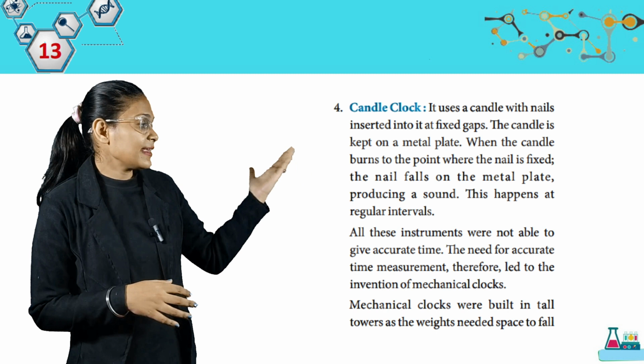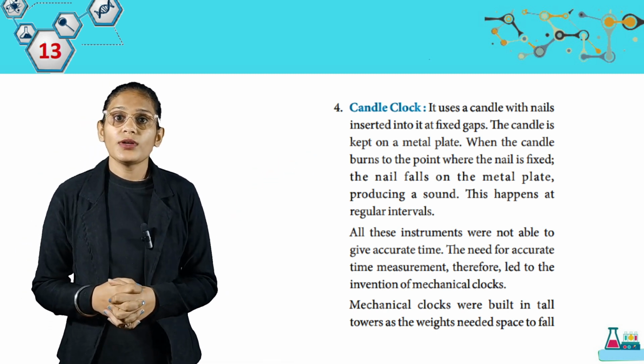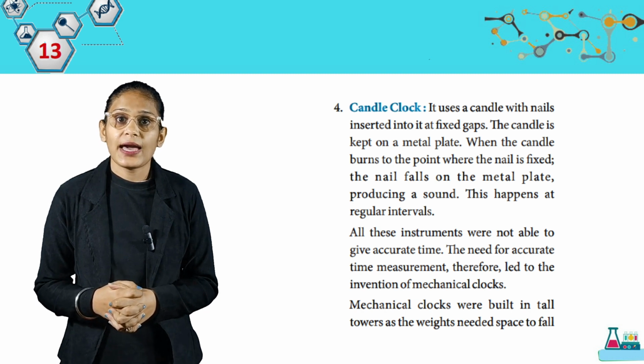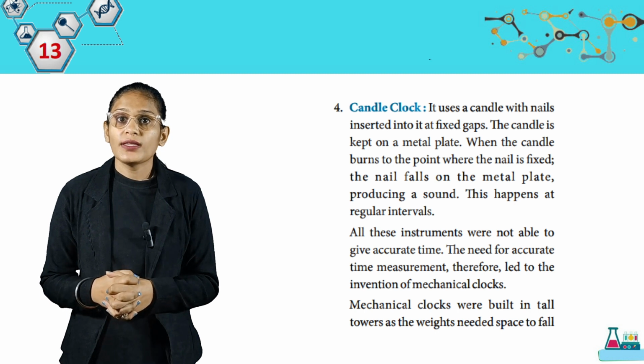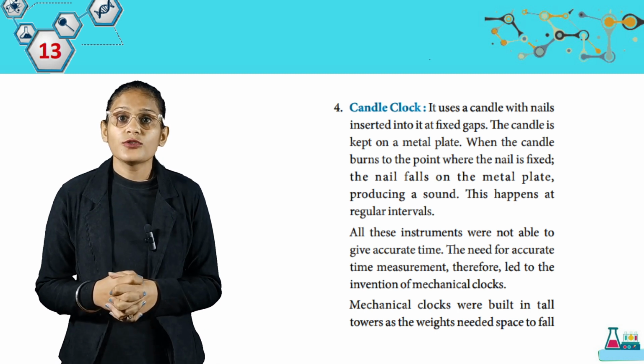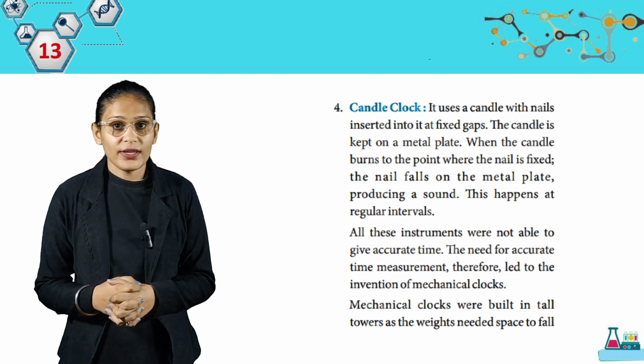Now we have candle clock. It uses a candle with nails inserted into it at fixed gaps. The candle is placed on a metal plate. When the candle burns to the point where the nail is fixed, the nail falls on the metal plate, producing a sound. This happens at irregular intervals.